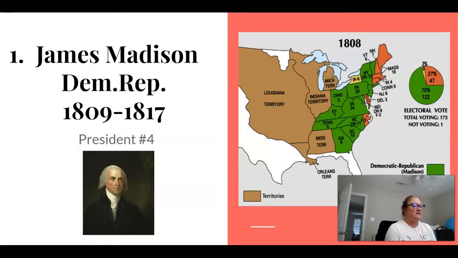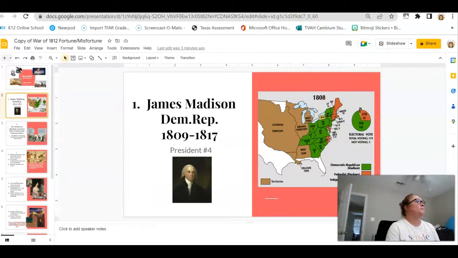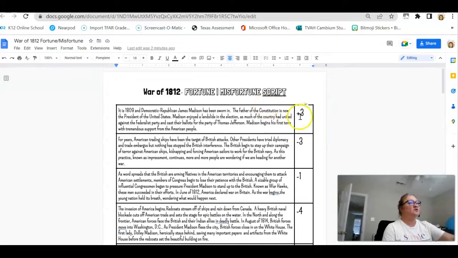Madison enjoyed a landslide in the election, as much of the country had united against the Federalist Party and cast their ballots for the party of Thomas Jefferson. Madison begins his first term with tremendous support from the American people. So this is a fortune, so the kids would add 3 points.